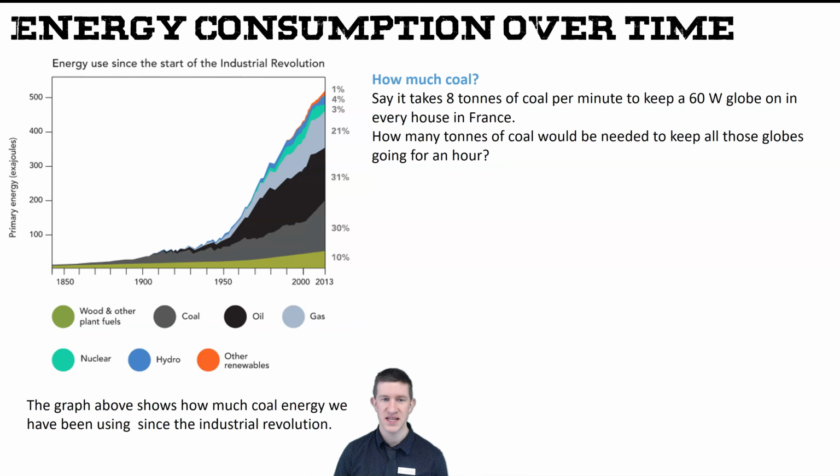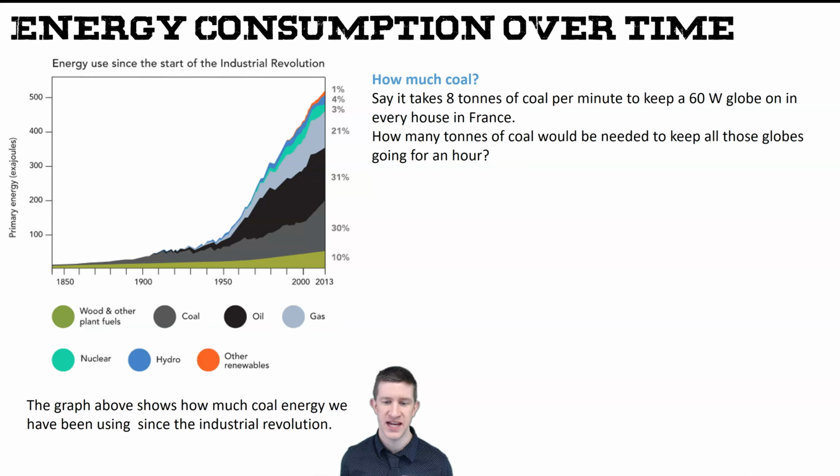So this gives you some perspective now on why it's so important to turn off your light. If you think about that's just a 60-watt globe. So by turning that off, if every house in France did that for an hour that they weren't in the room, you would save 8 tons of coal.